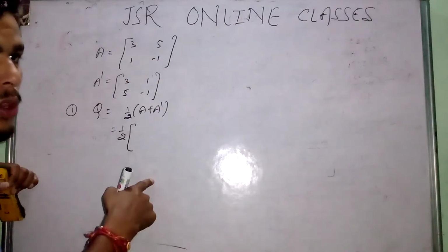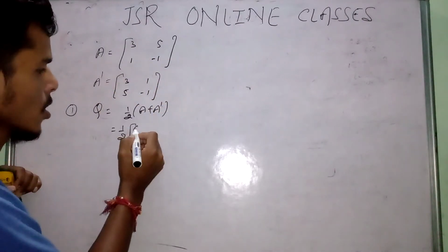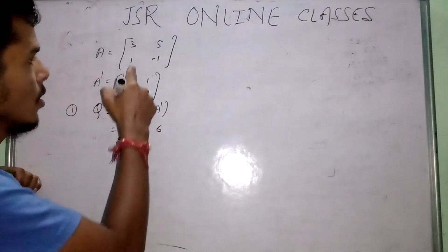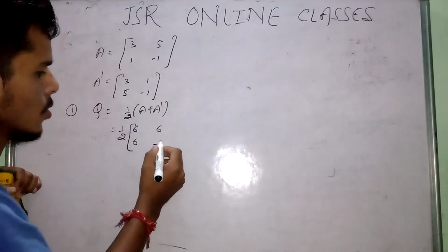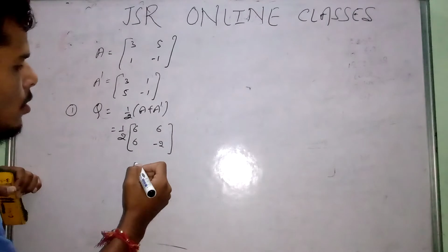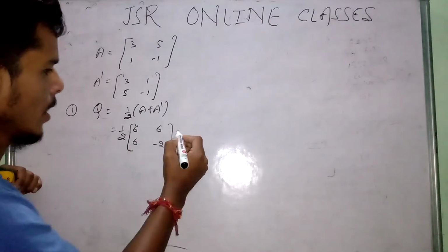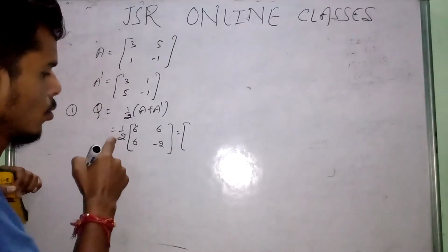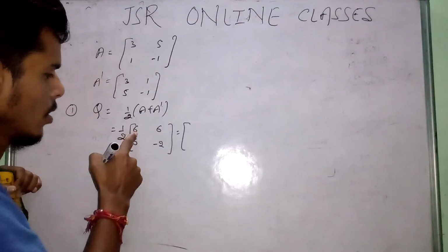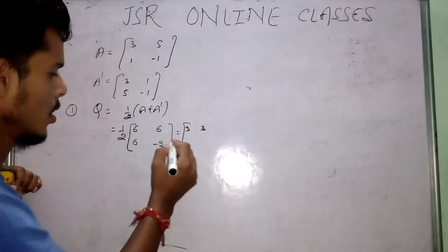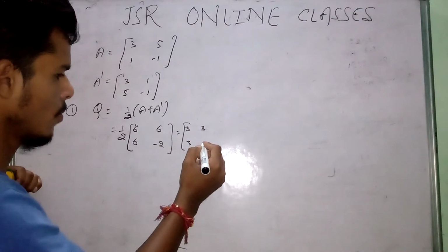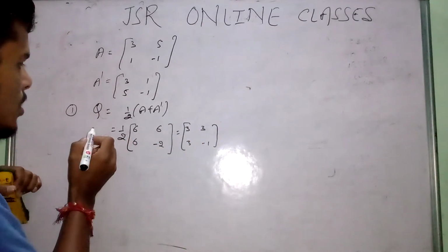Add both the matrices. 3 and 3 is 6, 5 and 1 is 6, 1 and 5 is 6, and minus 1 and minus 1 is minus 2. And this will become 1 by 2. Divide every element by 2. This would be 3, 3, 3, minus 1. This is our Q.